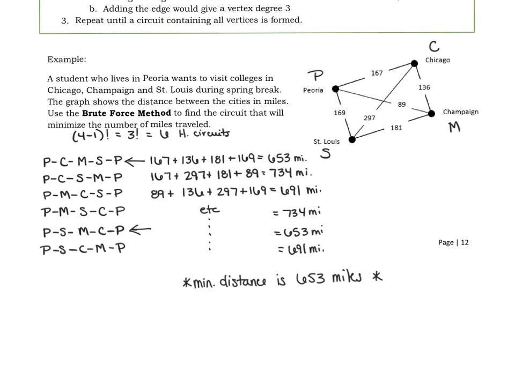But again, you add one more vertex to this. You decide you also want to visit Normal, Illinois, and you throw in a fifth city to go to, then you have to list out 24 different circuits. If you listed another one, you're going to go to Carbondale to check out Southern Illinois University, you've got 120 circuits to do. So it gets a little tedious, but it works every time.